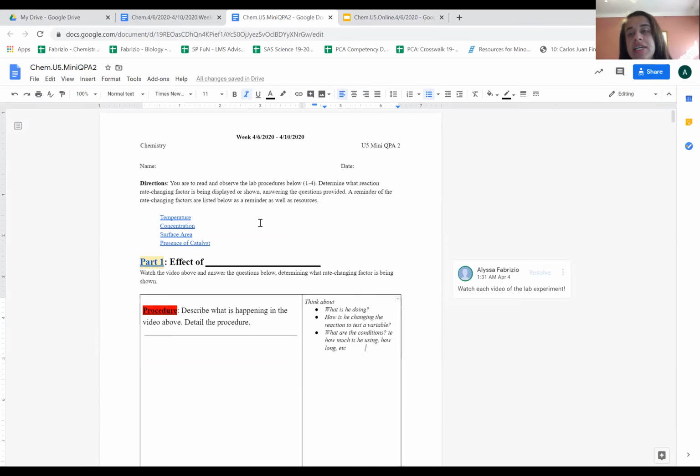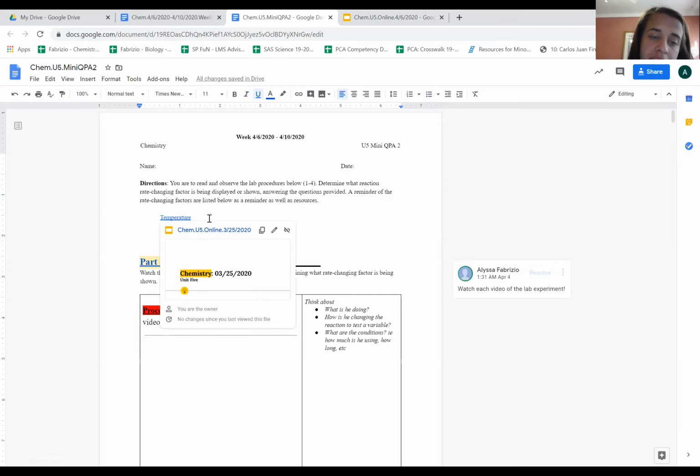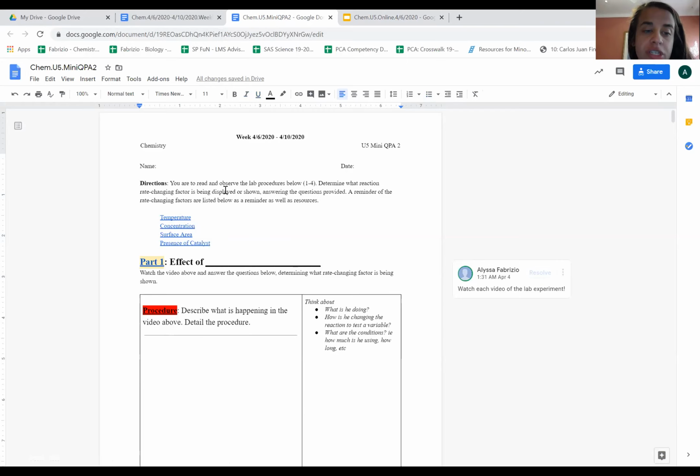You are going to be looking at different reactions, virtual reactions or descriptions of reactions, so videos of reactions happening, or labs, or descriptions of what is happening. Then you are going to tell me which factor this is representing. We talked about these 4 different factors, and I've included a link to the PowerPoint slideshow that we discussed them with. If you need a little refresher on what temperature, concentration, surface area, and presence of a catalyst are, and how they affect the rate of reaction, you can click on here.